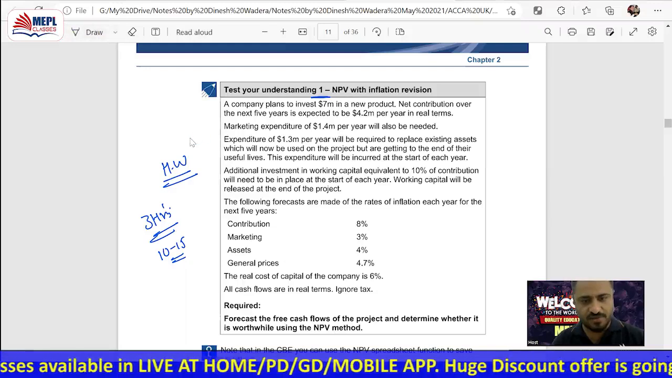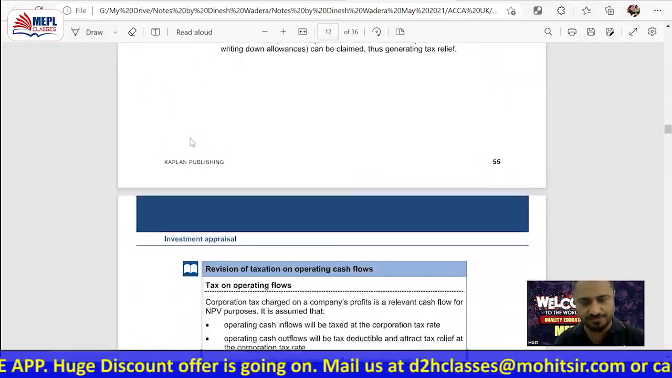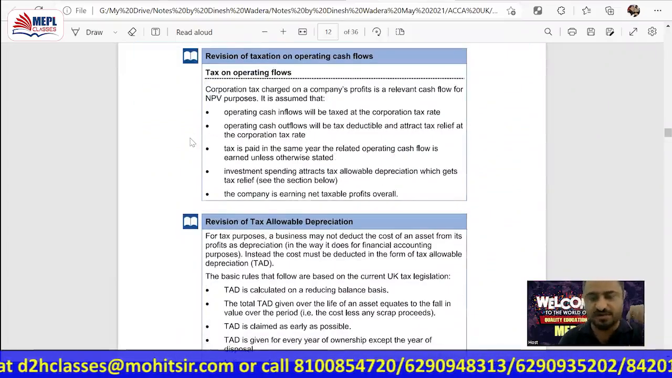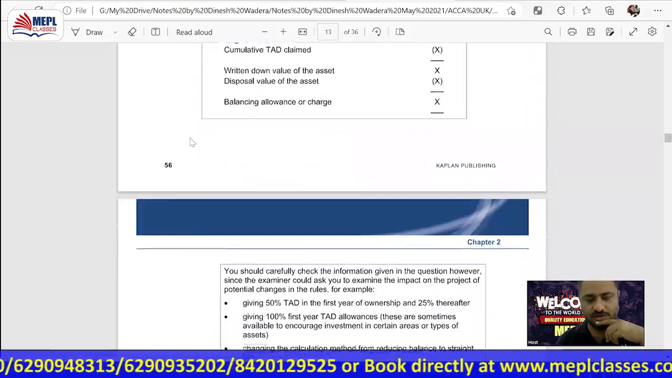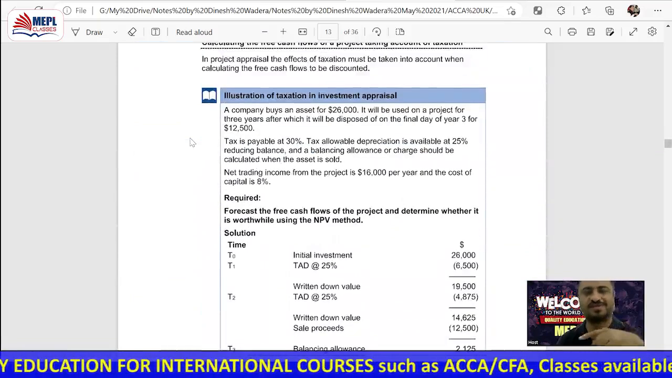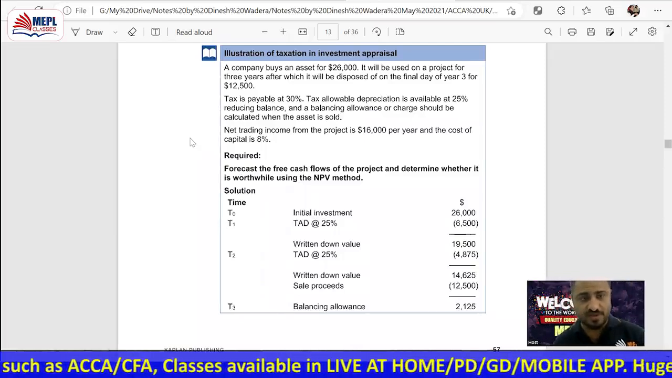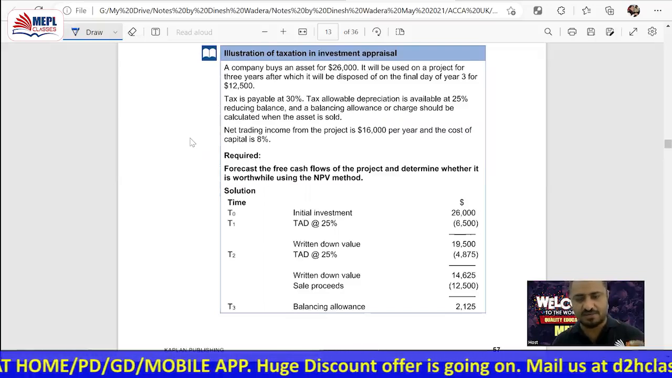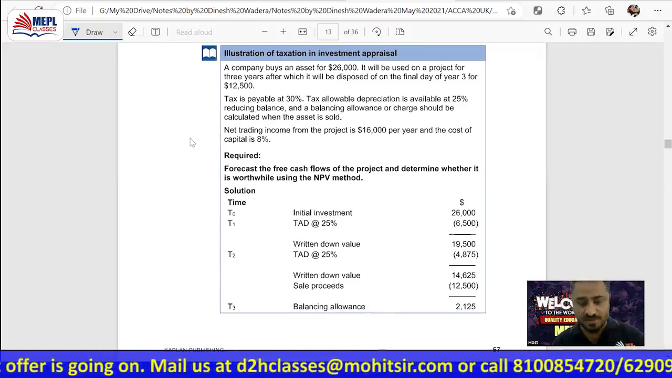I hope you understood this first illustration and test your understanding when you are supposed to solve. Next is a revision of taxation on operating cash flow. We already had a warm up question on that. Let's try to solve the question. Now we have another illustration. As I told you, this is your study material, a Kaplan publication study material. This is what we will be using. I will be taking you through all the solved illustrations, and test your understanding and the end of the chapter questions are what you are expected to solve.